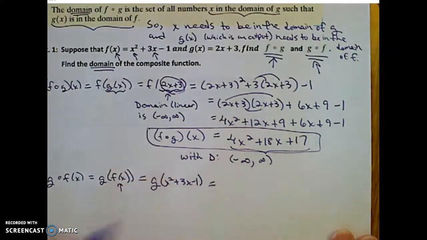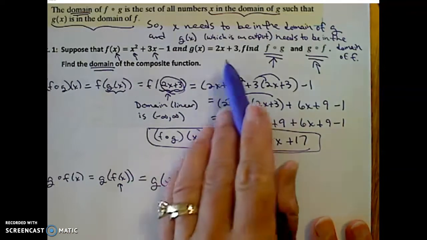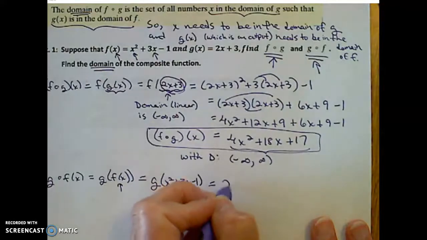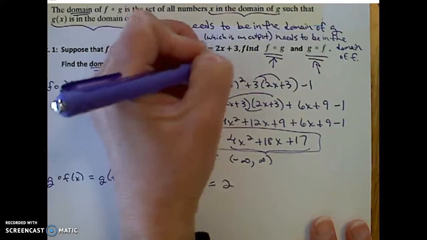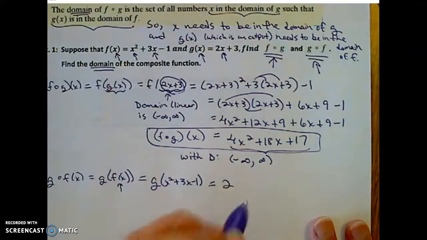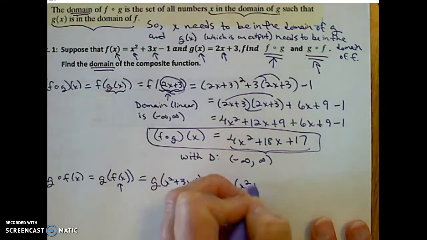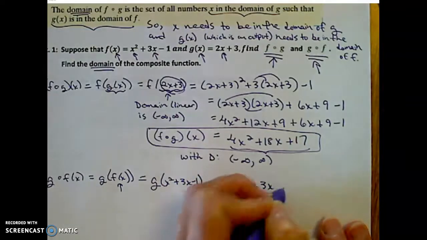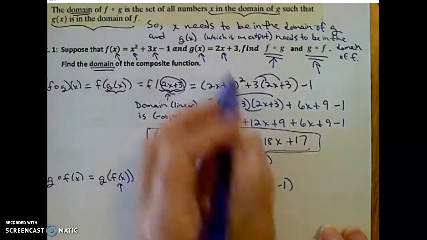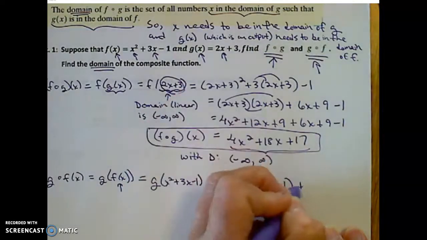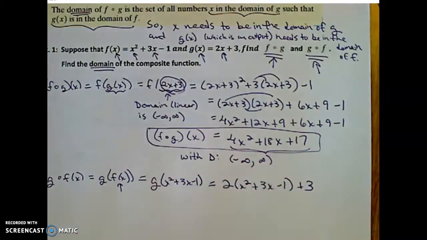Heavy duty on the algebra here, isn't it? As we start this module, first module of Honors Math 3. So I'm going to plug this into g of x. Wherever I see an x, I'm going to plug in that whole expression. So that's going to be 2 times the quantity x squared plus 3x minus 1. Oops, plus 3 at the end. Plus 3. Okay, distribute, combine some like terms, and let's see what you get for that composition.